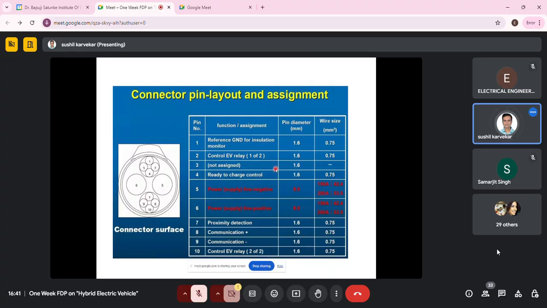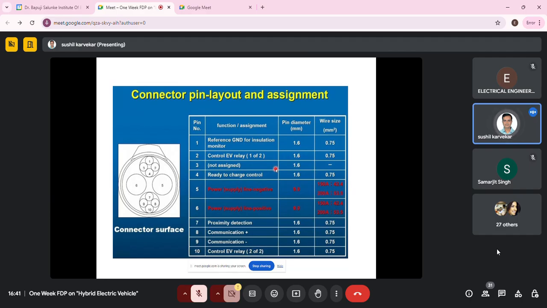Okay, so effectively we are going to have this kind of pinout. This is the pin layout. If you see that the pin number 5 and 6, they are having maximum diameters. Okay, the values are also shown. Typically, if it's around 42.4 mm square, then it can tolerate current around 150 amps, and if it is around 53, it tolerates current up to 200 amps. So this is something we need to understand.